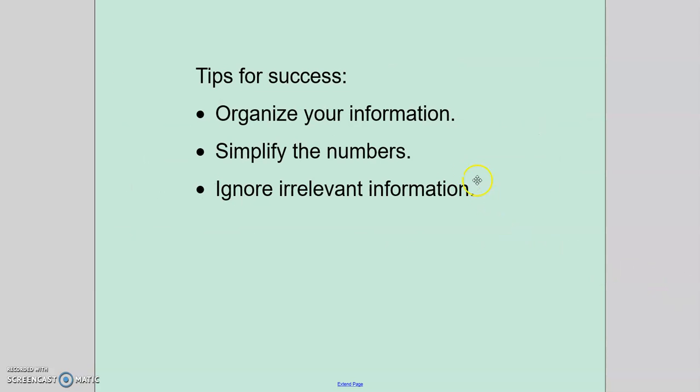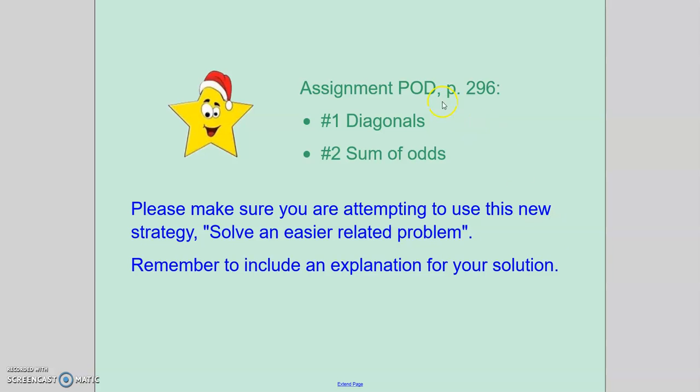So some of the key things here for this strategy: make sure you organize your information, simplify your numbers, we saw that in the first example, and also ignore irrelevant information. For your homework, I want to stress, please make sure you actually are trying to use this new strategy. Even if you think there's another strategy you would like to use, try this new strategy, because we're trying to learn this new strategy, and I'd like you to practice it. And for this strategy, remember, you must include an explanation for your solution.